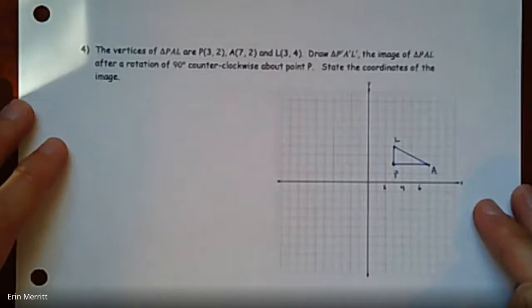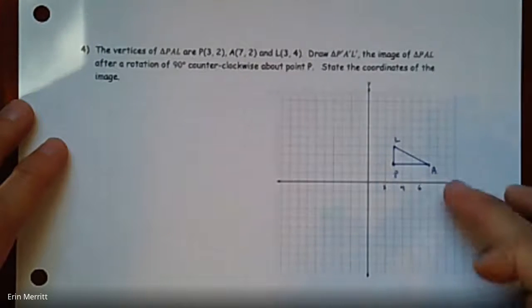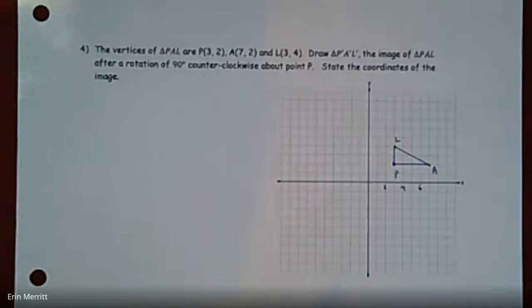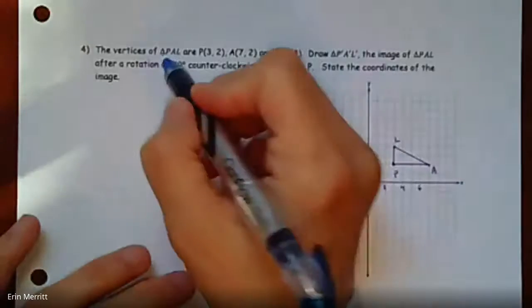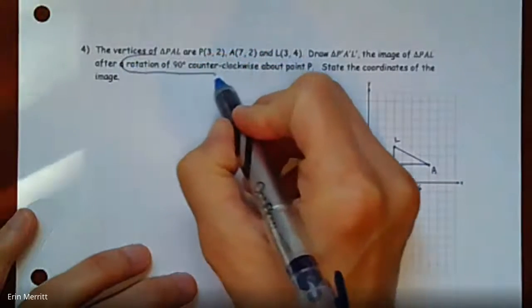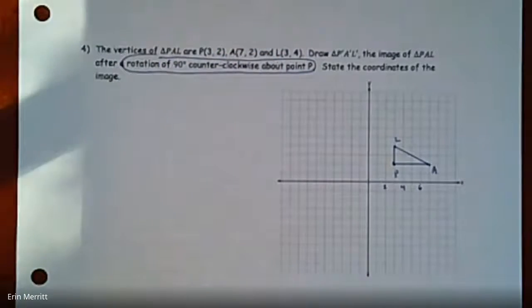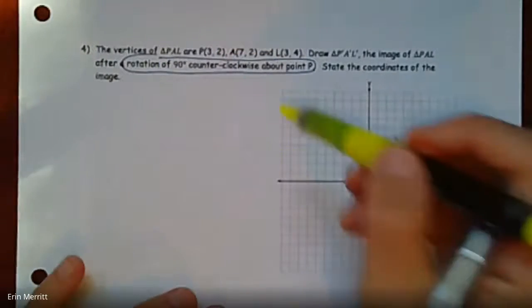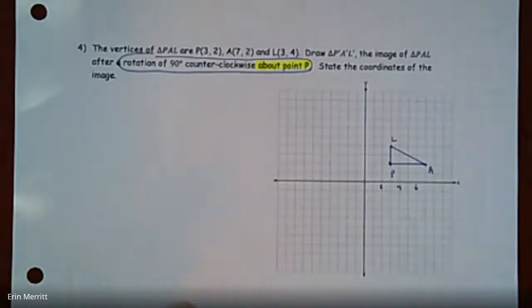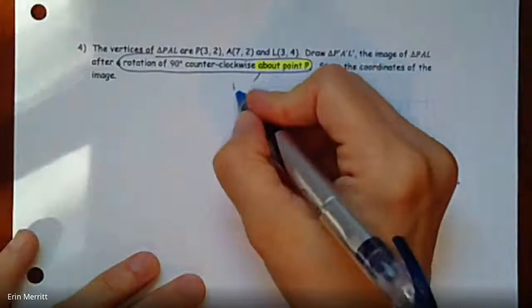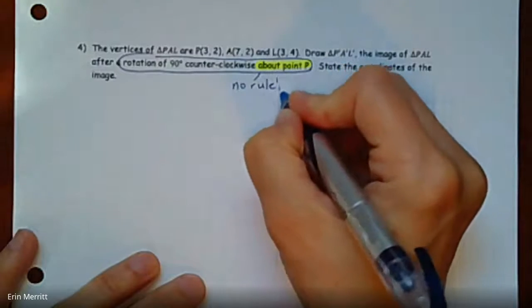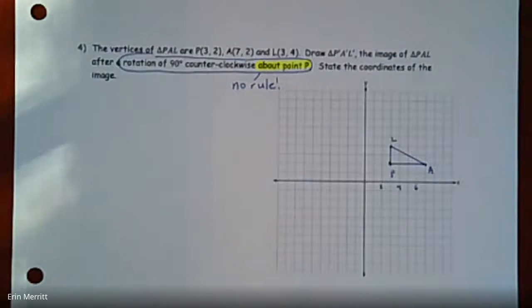Okay. So it says the vertices of triangle PAL, P-A-L here, are given when we go to do the image of PAL, which is going to be a rotation, 90 degrees counterclockwise, but about point P this time. So that's what's different, is about point P, which means now we don't have a rule to use, right? So there's no rule to rely on. We have to rely on the diagram. It says state the coordinates of the image.